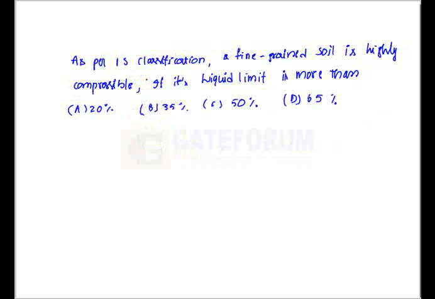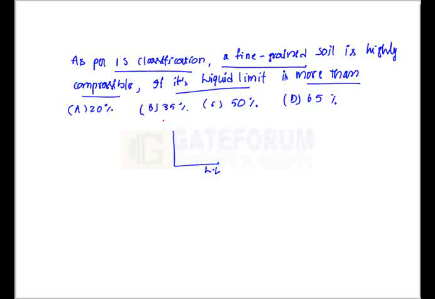Here the question is, as per IS classification, a fine grained soil is highly compressible if its liquid limit is more than dash. So we know the graph between liquid limit and plasticity index. We are going to have a curve and we are going to differentiate the high compressibility and low compressibility zone. So here it is at 50%. So option C is correct.